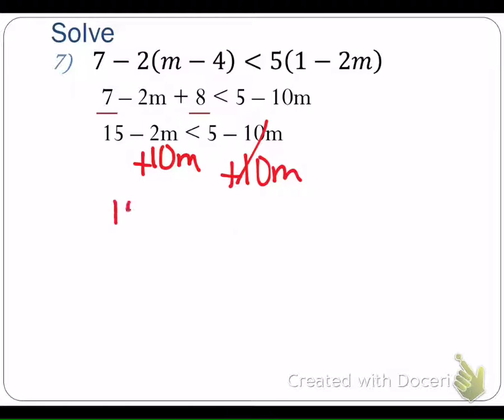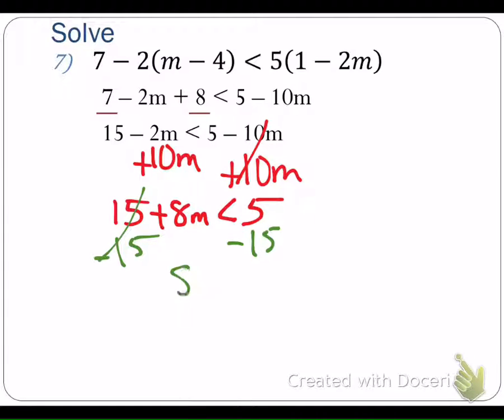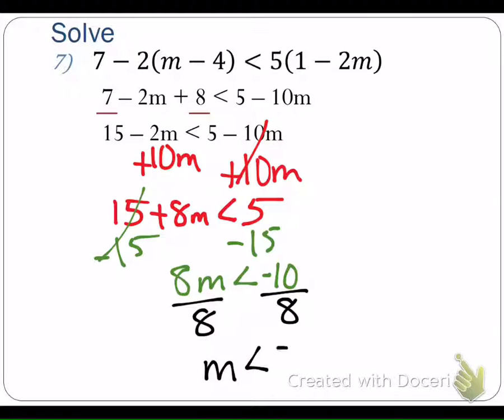Okay, so we have 15. Now it's plus 8m, less than 5. Does it make a difference? It won't make a difference. Minus 15, minus 15. 8m less than negative 10. Divide by 8, divide by 8. m is less than negative 5 over 4.